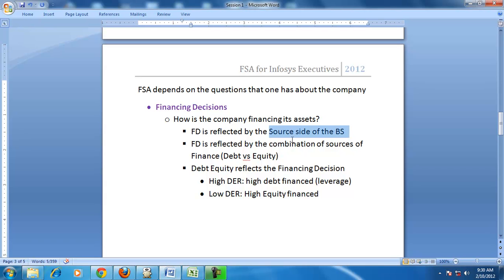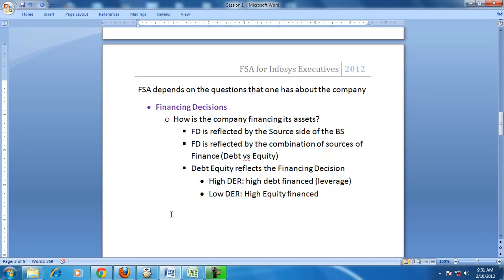And we know that the sources side of the balance sheet will have the outsider's money and the owner's money. So the financing decision is reflected by the combination of sources in the form of debt and equity. So the debt equity ratio reflects the financing decision. To make it very simple, if I say a high debt equity ratio company, that means it is using more debt. If it is a low debt equity company, that means it is using equity to finance its assets.